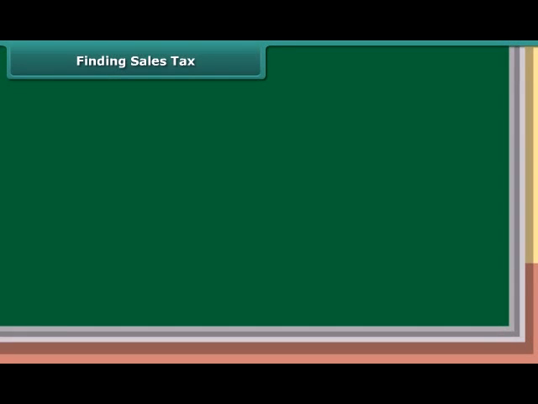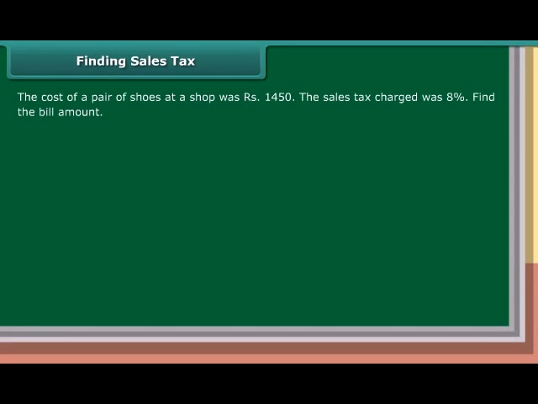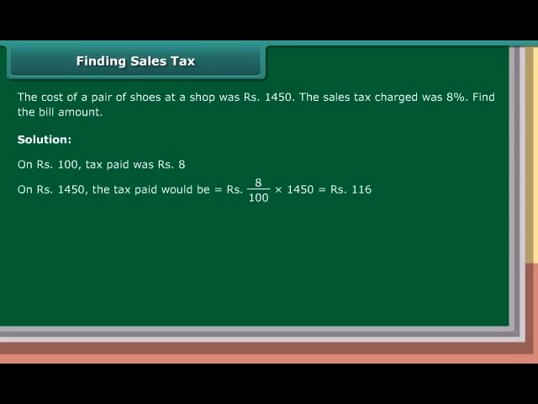Finding sales tax. The cost of a pair of shoes at a shop was rupees 1450. The sales tax charged was 8%. Find the bill amount. Solution: on rupees 100, tax paid was rupees 8. On rupees 1450, the tax paid would be rupees 8 upon 100 into 1450 is equal to rupees 116.